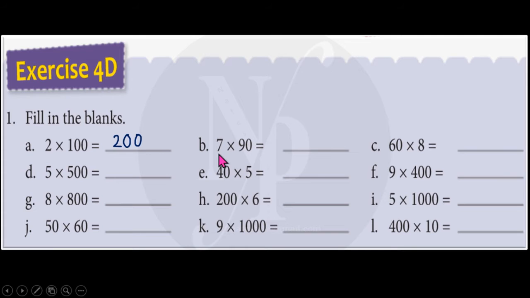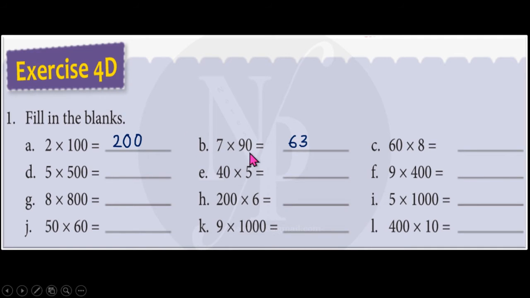Coming to B, here we have 7 into 90. So first we multiply 9 and 7. On multiplying 9 and 7, what do we get? 9 sevens are 63. So we write 63 here. After that, we look at the number of zeros in these numbers.